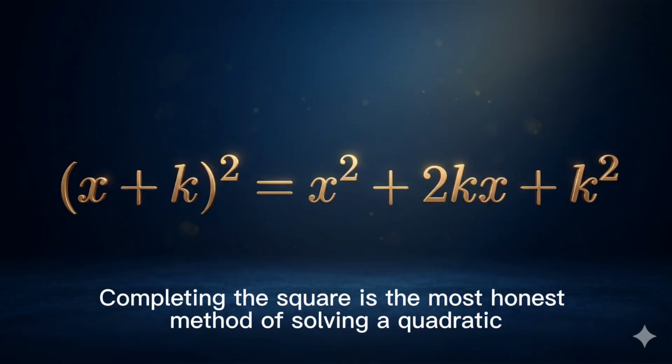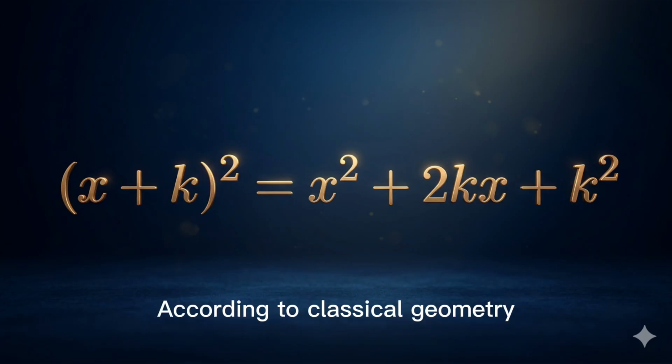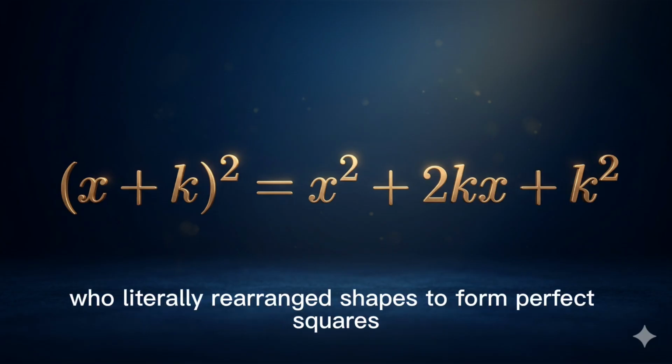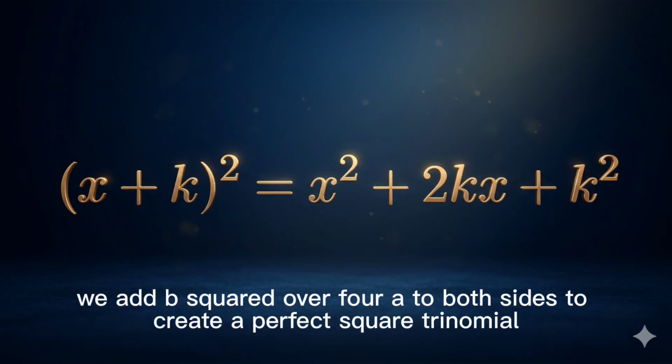Completing the square is the most honest method of solving a quadratic. According to classical geometry, this technique dates back to the Greeks, who literally rearranged shapes to form perfect squares. Algebraically, we add b squared over 4a to both sides to create a perfect square trinomial.